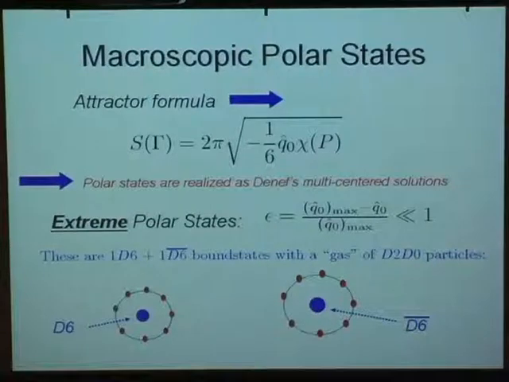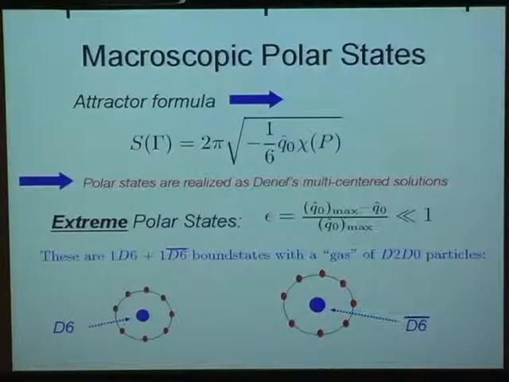Now, what are these polar states macroscopically? What do they look like? Well, if you just try and plug into the attractor formula, you'll get an imaginary entropy, which is nonsense. And what that's telling you is that the polar states are not single-centered black holes. They are, in fact, examples of these multi-centered solutions.